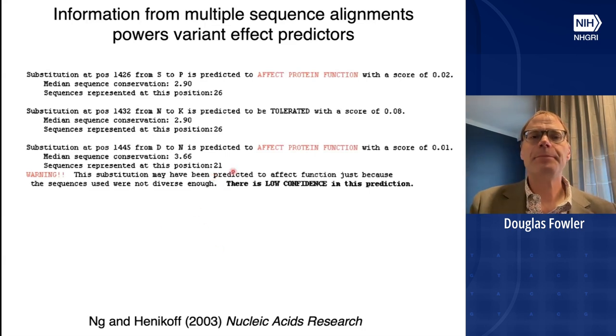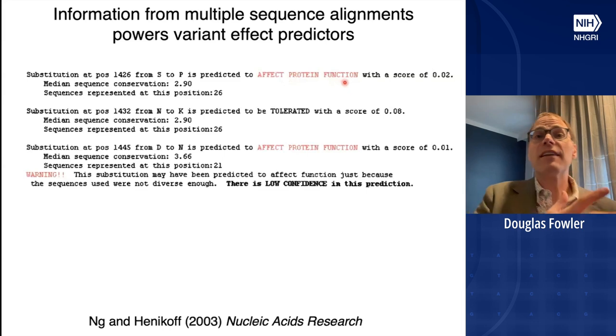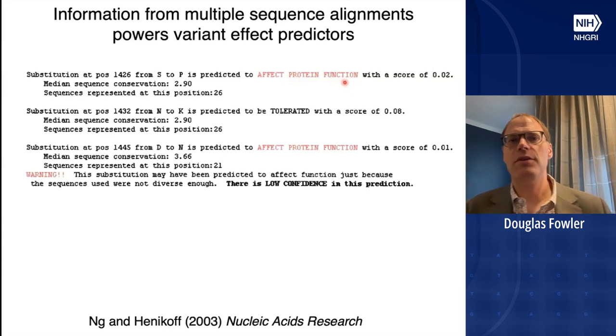And this is output from one of the very first variant effect predictors called sorting intolerant from tolerant, or SIFT. And you can see that what you could do is query this predictor for a particular substitution, and the predictor would say, okay, I went and analyzed the multiple sequence alignment, and I can tell you with some probability that the variant you're interested in affects the protein function or does not affect the protein function.